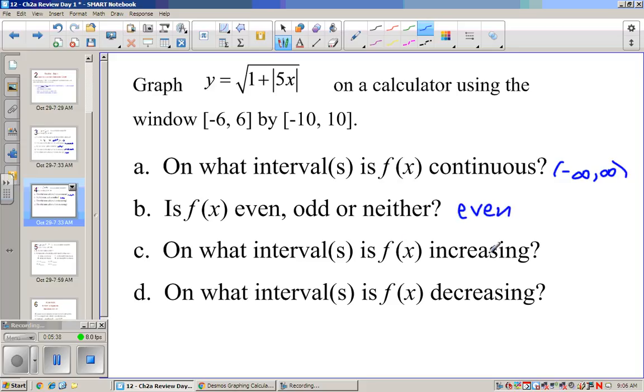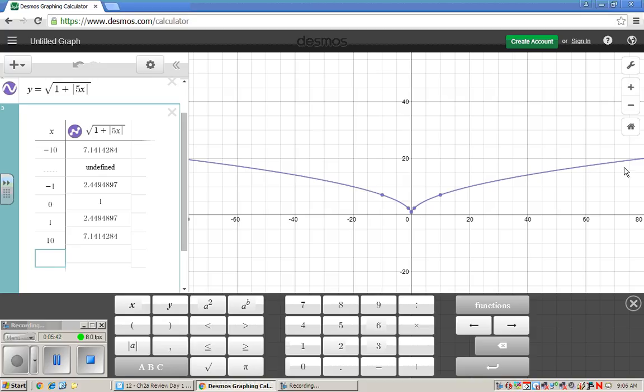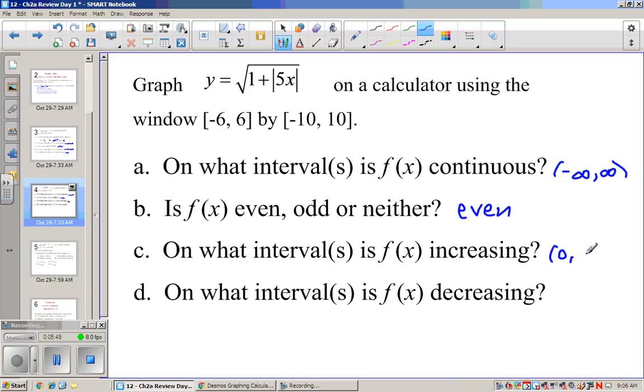And next I'm asked, when is it increasing? We can simply just look at it and see from 0 to infinity it's increasing, and on the other side it's decreasing. So increasing from 0 to infinity and decreasing from -infinity to 0.